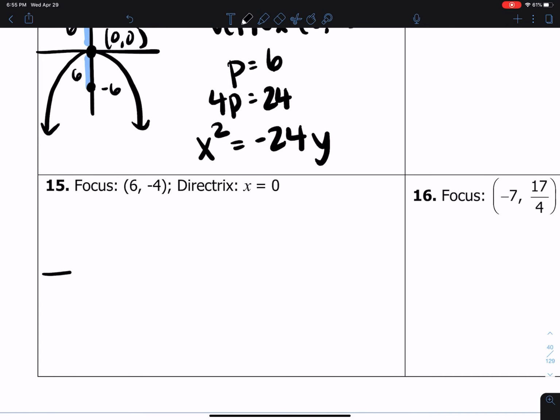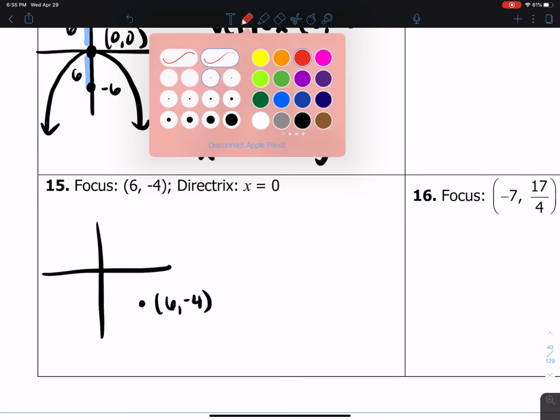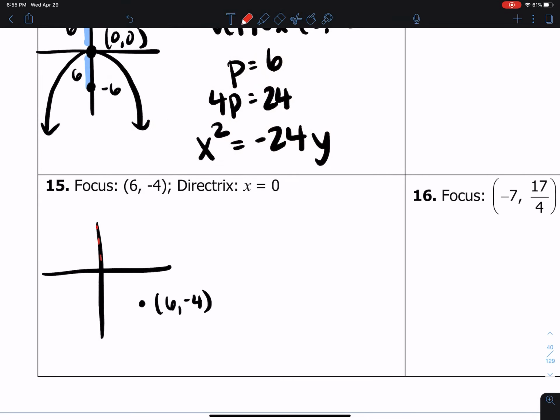Okay, our last one. The focus is at 6, negative 4. So I'm going to put that here. And then the directrix is at x equals 0. So x equals 0 is going to be, I'm going to do this with red, right here. That's our y-axis. That's our directrix.